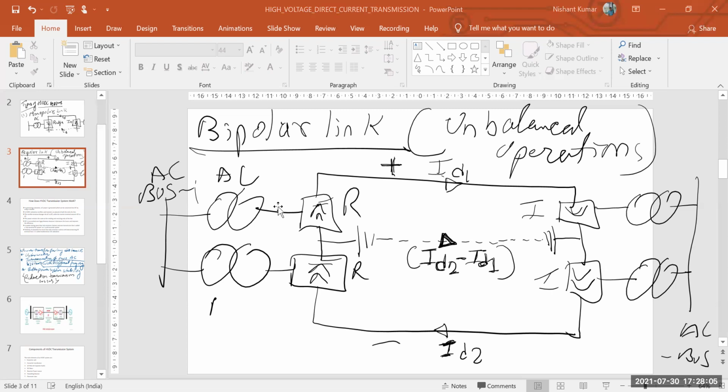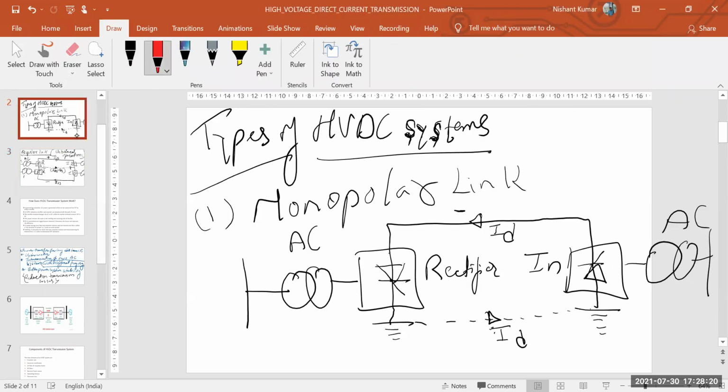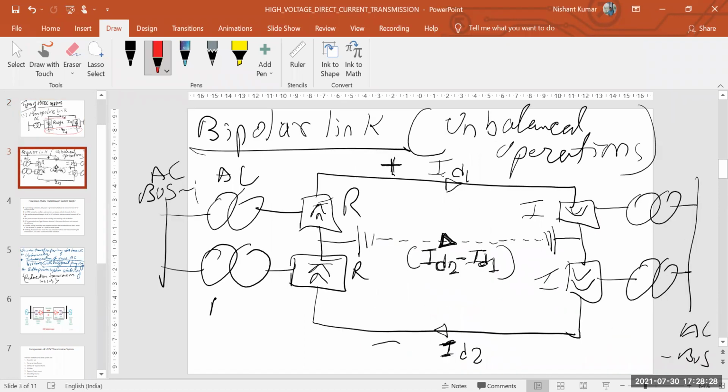Fine. So the second is this bipolar link. In this, two conductors are there. In monopolar you could see only one conductor is there, and the other is assumed to be the return path. In a bipolar system, there are two conductors, one positive and one negative polarity conductor.